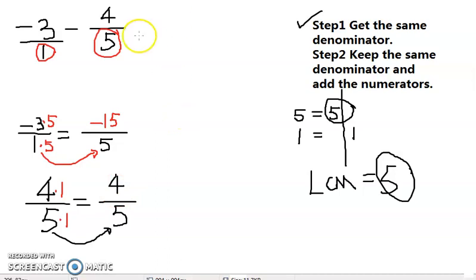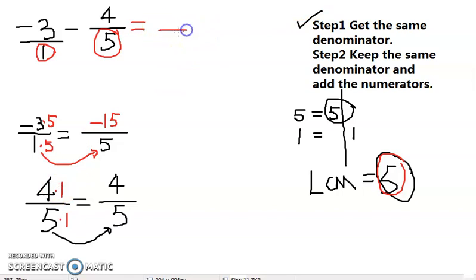This tells us that if the denominator is already the same as the least common denominator, that means you don't have to do anything. If you do anything, it's just going to be multiplied by 1, which is not going to change anything.